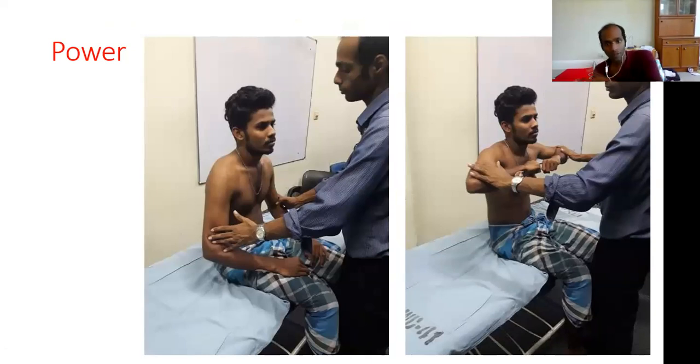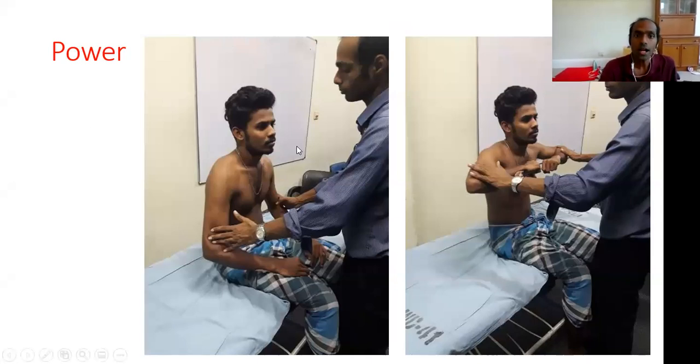Then you go to power. For power in the upper limb, there are several movements that you need to do. What I'm first doing is the first 30 degrees of abduction at the shoulder. Again, we are sticking to the key joints. So abduction at the shoulder, the first 30 degrees, and then the complete abduction of the shoulders. The first 30 degrees of abduction is by the supraspinatus muscle, and the rest is by the deltoid muscle. So that's why you have to do both.